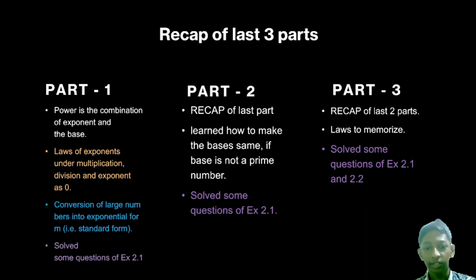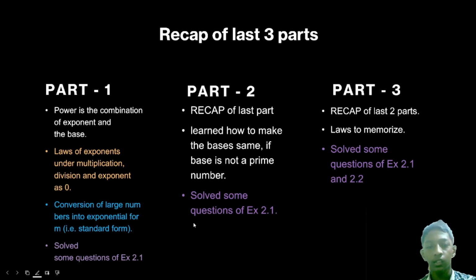In part 2 we had a slight recap of the last part and learned how to make the bases the same if the bases are not a prime number, so that we can use the laws of exponents and solve some of the questions of exercise 2.1. In part 3 we had a slight recap of part 1 and part 2, went through the laws which we have to memorize to solve problems faster, and solved some questions of exercise 2.1 and 2.2.